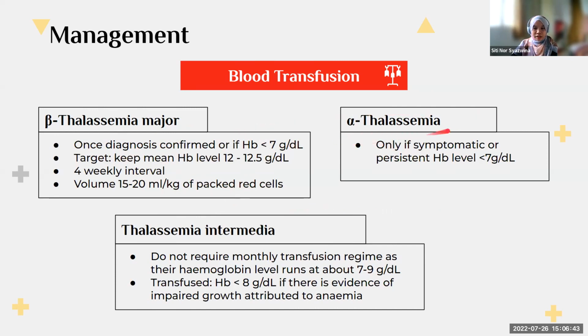Next is alpha thalassemia. We start transfusion only if the patient is symptomatic or has a persistently low hemoglobin, less than 7 gram per deciliter. For thalassemia intermedia, generally patients do not require monthly transfusion as their hemoglobin runs at about 7 to 9. However, if their hemoglobin is less than 8 and there is evidence of impaired growth due to anemia, we will start transfusion, but not monthly like thalassemia major.